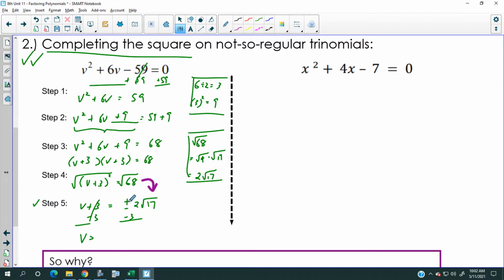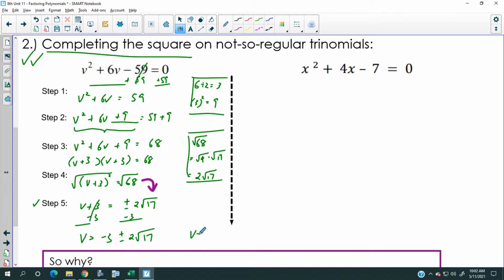I got plus minus, I got 2, I got radical, and on top of that, I got to subtract 3, right? It's not that hard. Just write the minus 3 here, plus minus 2 radical 17, like that. And if you want to write it out, you can do this, by the way.